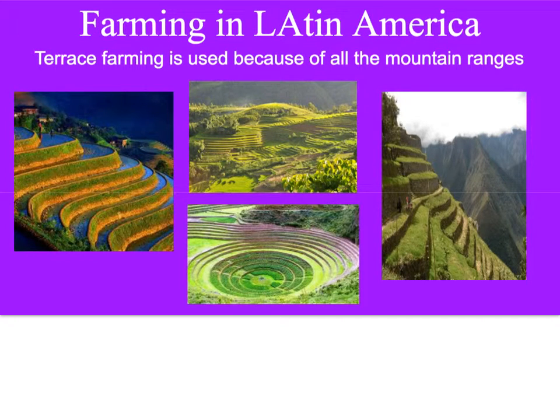All right, so the terrain throughout Latin America tends to be mountainous. So what that creates are these steep slopes that can't be farmed easily. So you have to use a technique called terrace farming. And in terrace farming, they cut ledges into the sides of the mountains, and then those ledges are farmed. So these are some examples of terrace farming throughout Latin America.